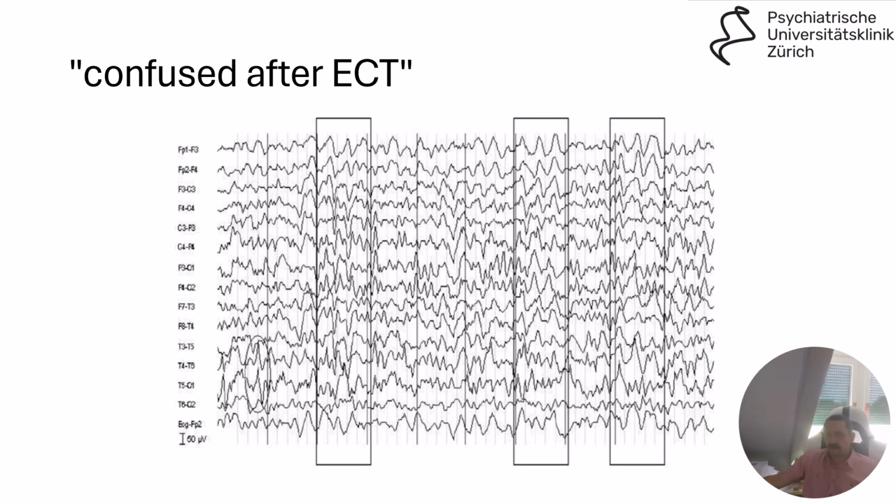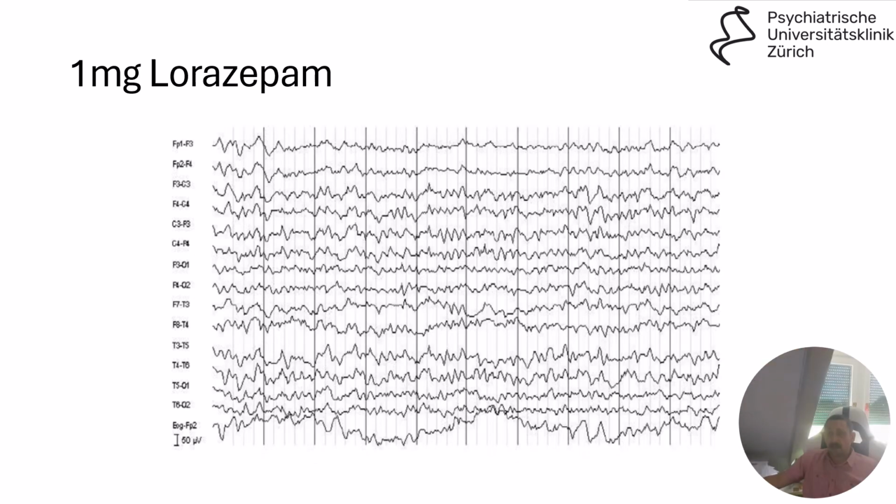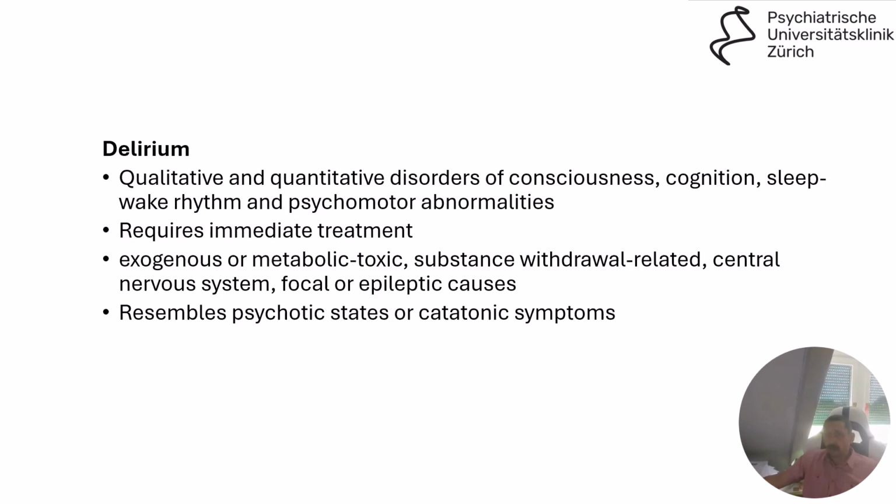And then you have this confused EEG after ECT. You see these high waves in the delta range with a hypersynchronization, which could mean that there is a status going on. And then you give some benzodiazepine, and you see this activity normalizes again, gets back to normal. And this means there was a convulsive state going on.